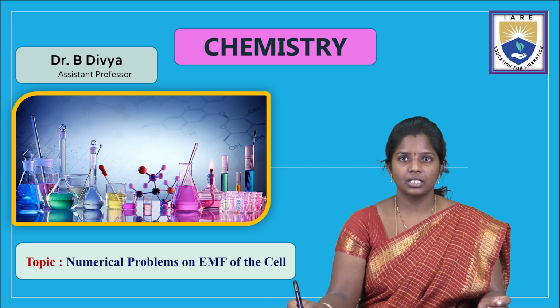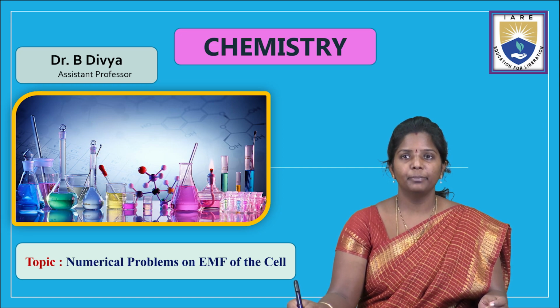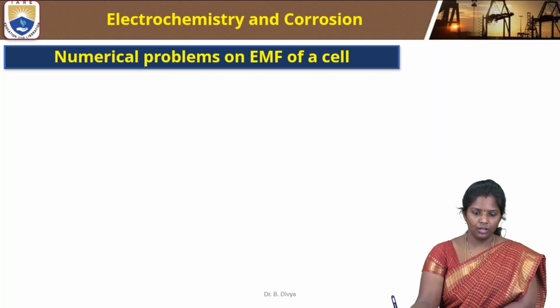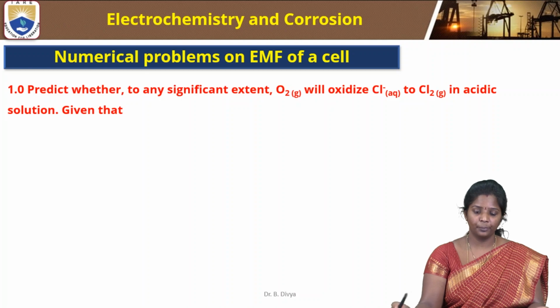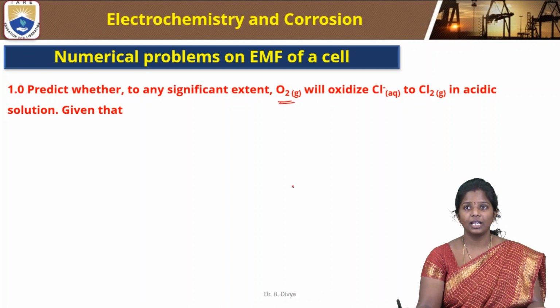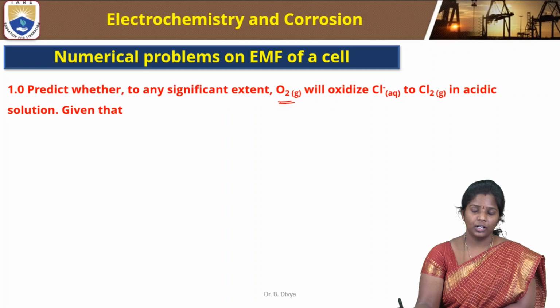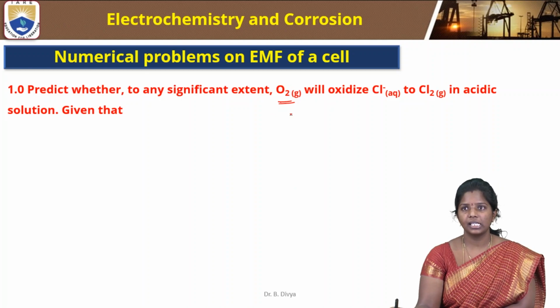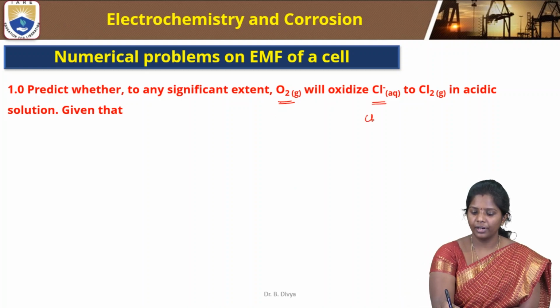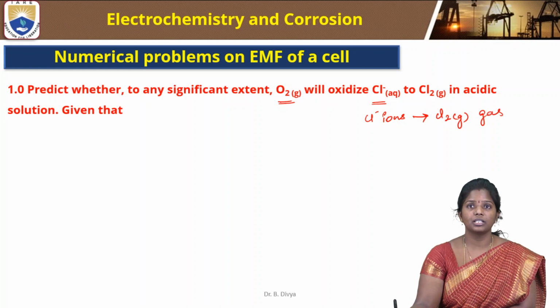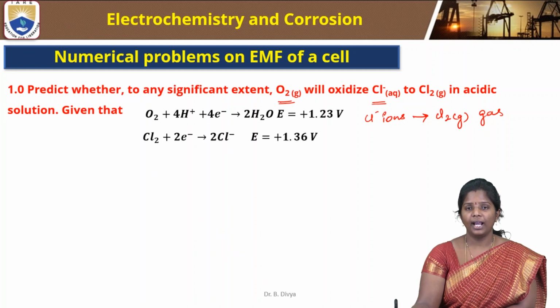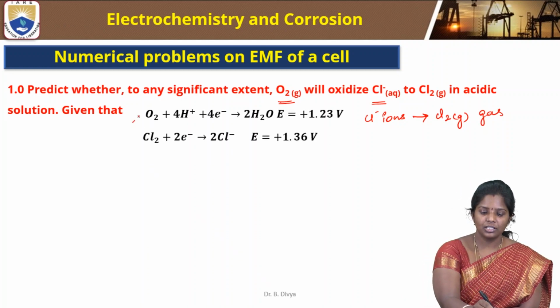In this session, we will discuss the numerical problems on EMF of the cell. The first one: predict whether to any extent oxygen will oxidize chloride to chlorine. So oxygen has to oxidize chloride ions to chlorine, where chlorine (g) means gas. Where is it happening? It is happening in the presence of acidic solution, so acidic pH. The reactions are given like this.